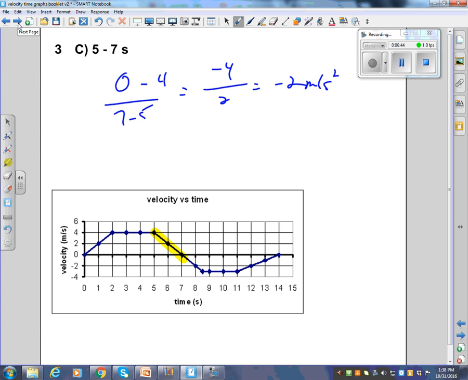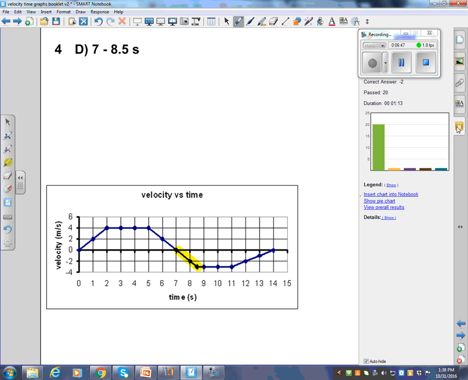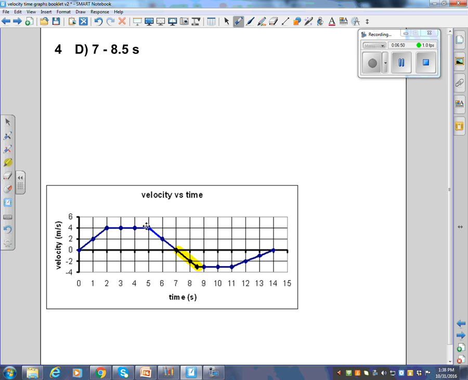Question number 4. It's the same number. How do I know it's the same number? Look, it's the same line. If you want to do it, what's the y value right here? Minus 3. The y value here is 0. So minus 3 minus 0. The x value here is 8.5. The x value here is 7. So that's minus 3 minus 0, which is minus 3. 8.5 minus 7 is 1.5. Minus 3 over 1.5 is minus 2 meters per second squared. Okay?